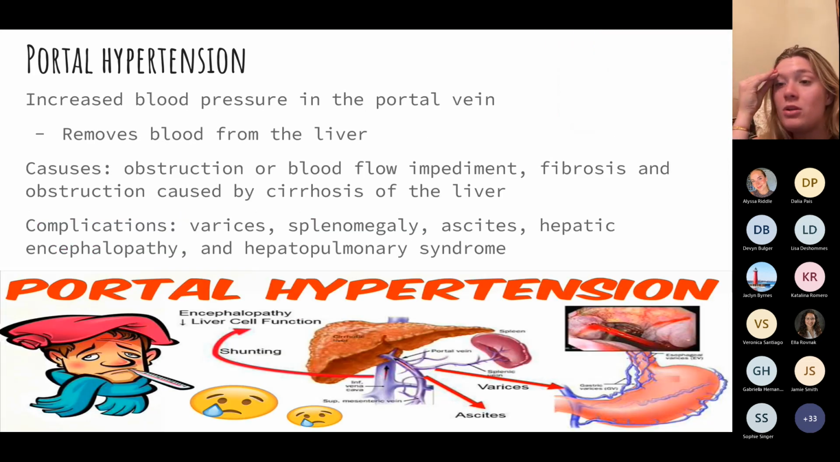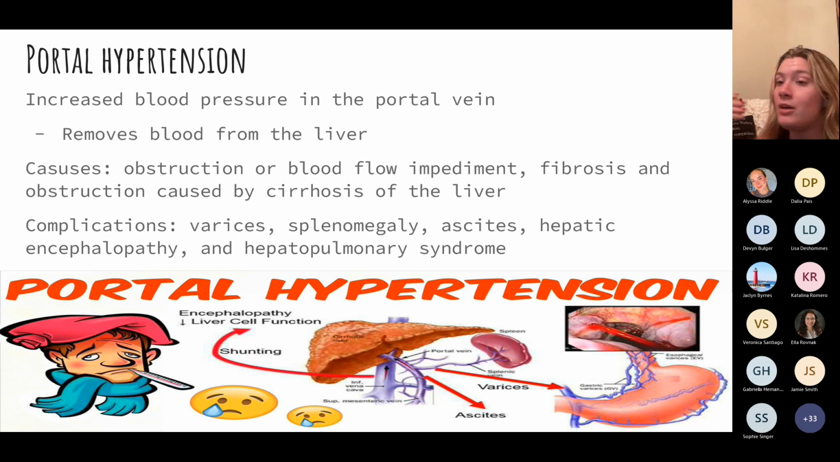Portal hypertension, similar to our pulmonary hypertension, is just increased blood pressure, but in a different area of the body, specifically our portal vein. This is what helps remove blood from the liver. What does our liver do? It helps detoxify our blood. So if I have portal hypertension, almost always it's going to be caused by a liver issue, cirrhosis, fibrosis, etc. And our main complications, it puts me at risk for varices, ascites, and hepatic encephalopathy. That is when ammonia and toxins in my blood build up because they're not being filtered out.